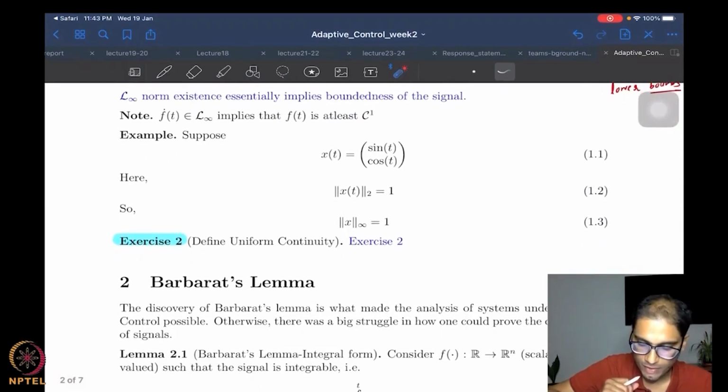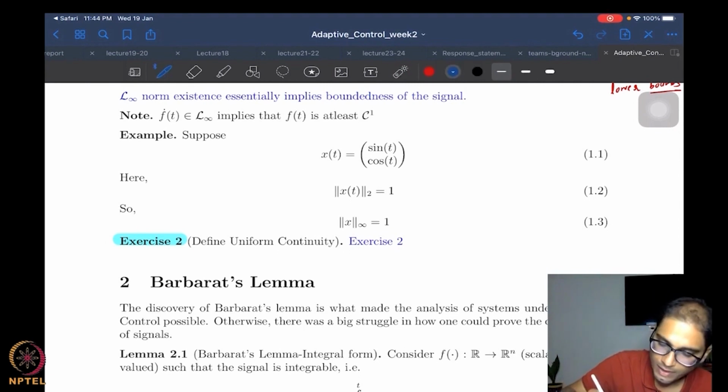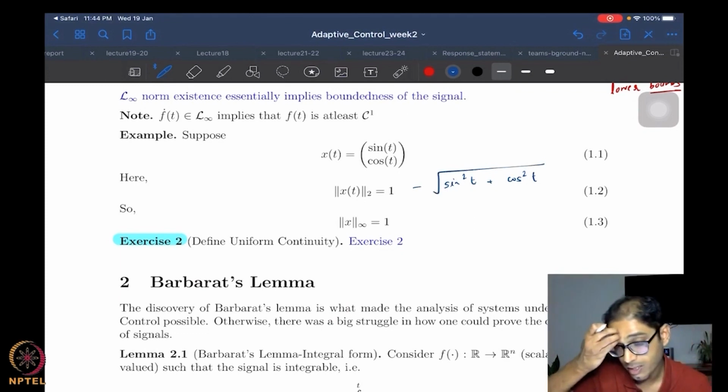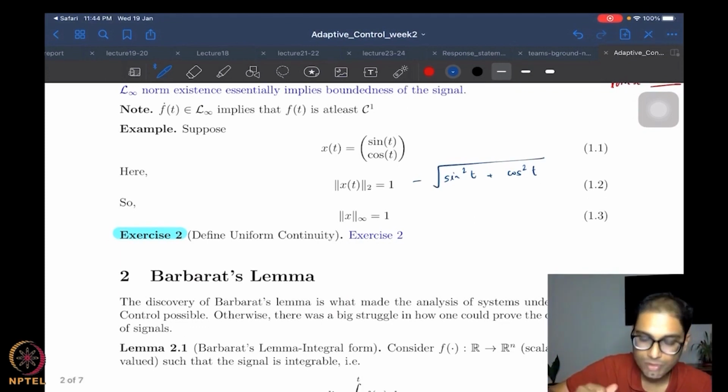Now let's look at an example. Although we have seen this example even last week, I repeat it. If I have a vector valued function x of t defined by sine t and cosine t, then the 2 norm is simply equal to 1. I'm not actually showing the computation, as we did it in the last lecture of the previous week. So the vector norm is 1.